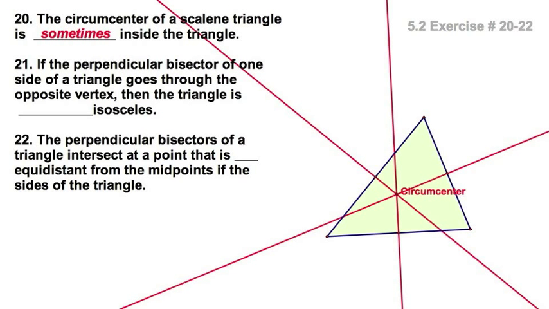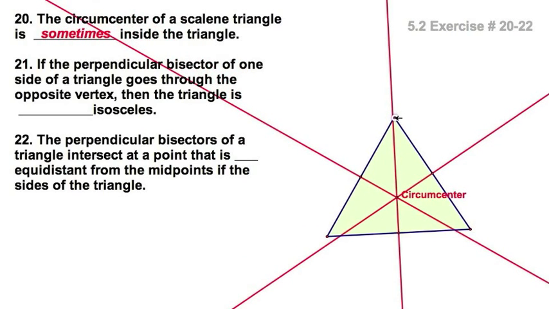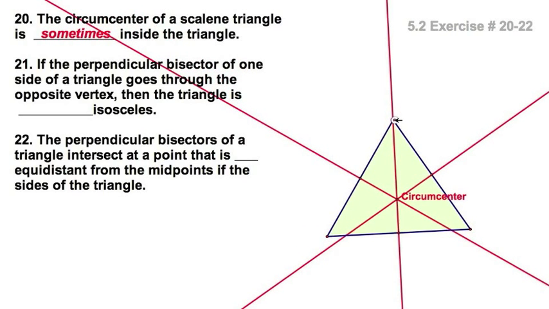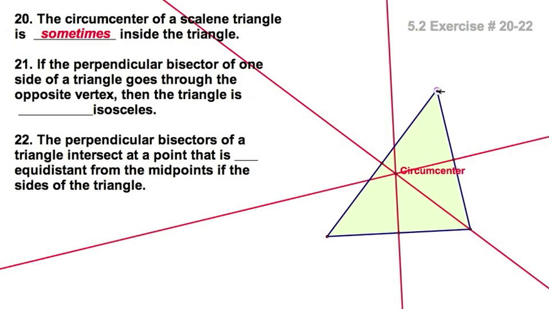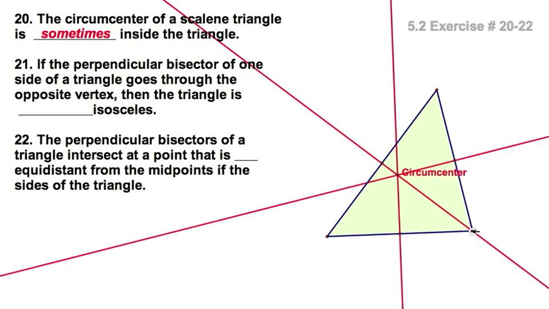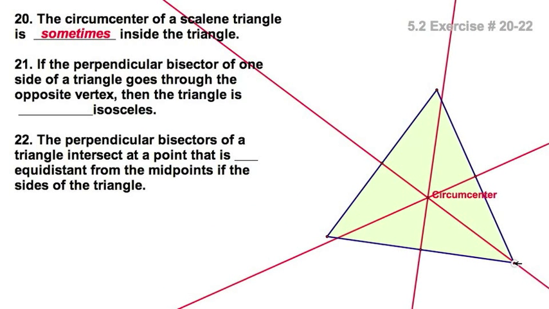Okay. Let's go to 21. If the perpendicular bisector of one side of the triangle passes through a vertex. Well, wait a minute. Then by definition, we just learned that these two segments must be congruent because any point on the perpendicular bisector is equidistant from the endpoints of a segment. Whether it's that one, as you can see right here, or whether it's this vertex, it doesn't matter. Right now, these two must be the same.